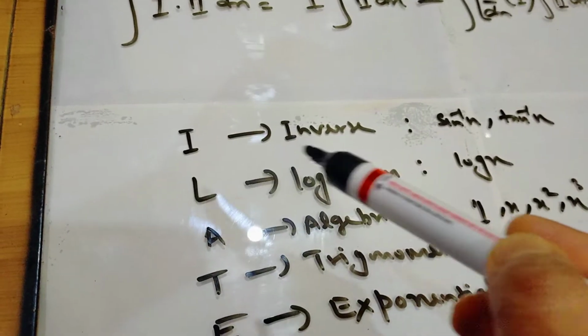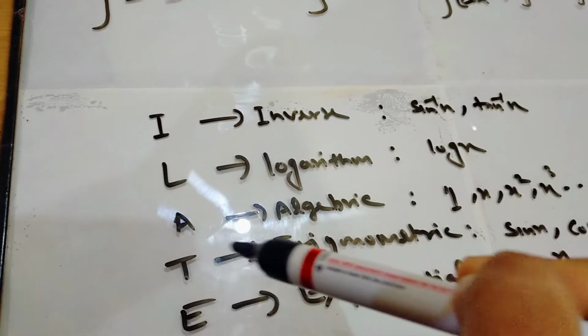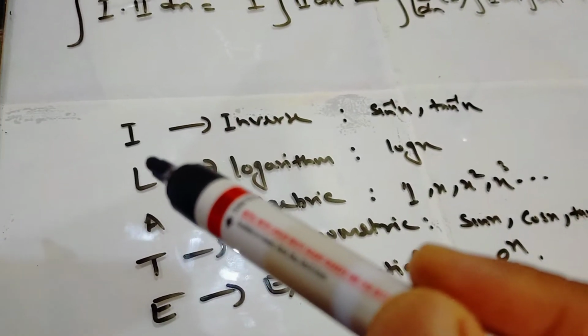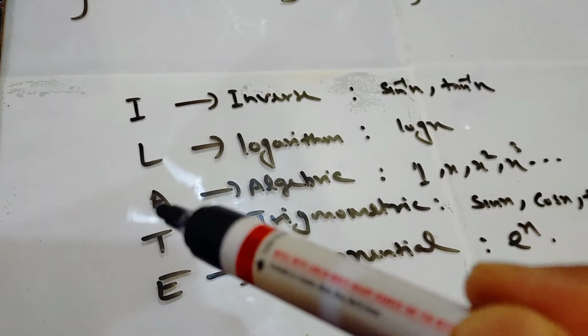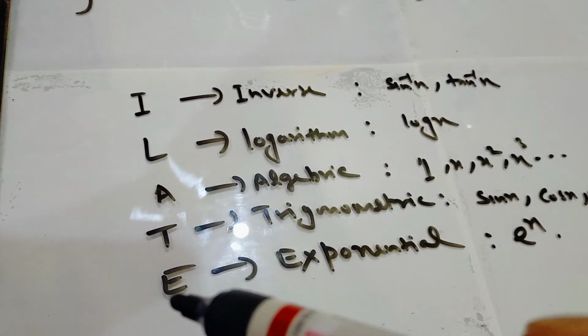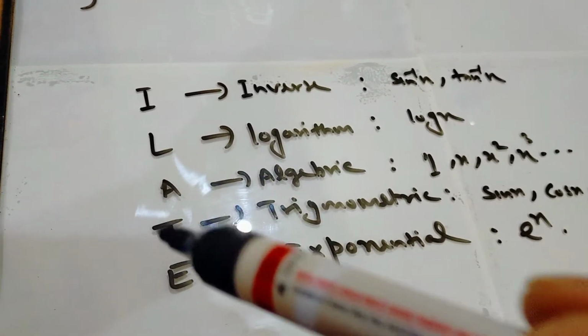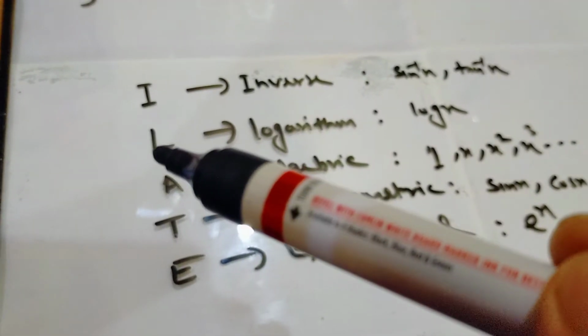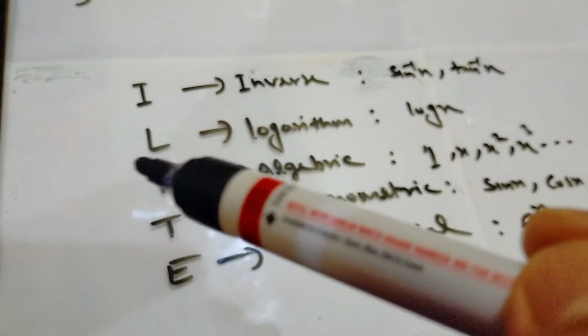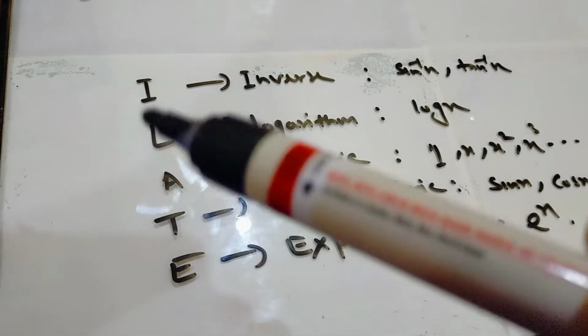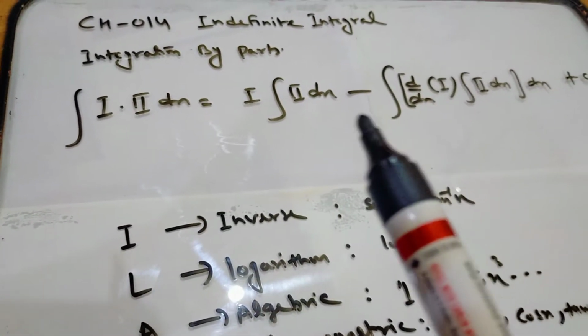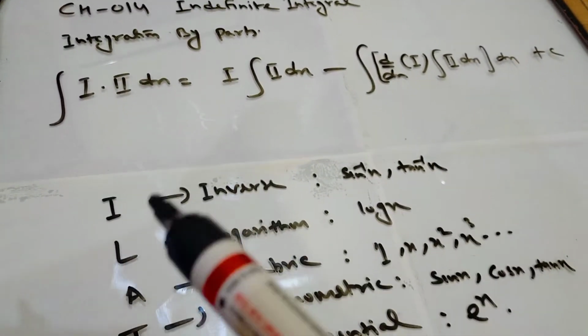ILATE: I stands for inverse, L stands for logarithmic, A stands for algebraic, T stands for trigonometric, and E stands for exponential. In this order we will take first and second. Suppose we have a logarithmic function and an algebraic function, so we take the logarithmic function first and the algebraic function second. If we have a trigonometric function and an exponential function, we take the trigonometric function first and the exponential function second. Similarly, if we have log and trigonometry, we take log as the first function and trigonometric as the second function. So this is the preference order of first and second in integration by parts. You should remember the formula and this ILATE.